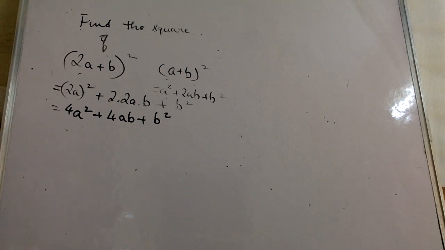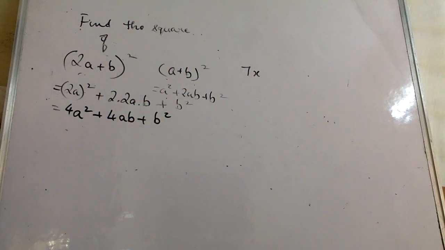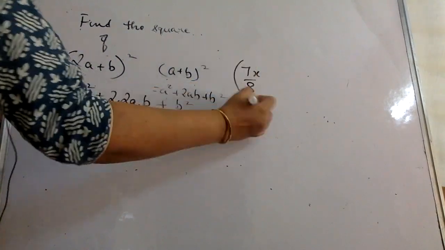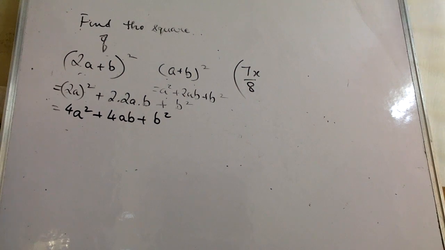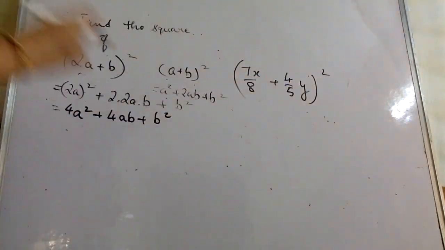Then let's take up another such question, but this time we are going to have fractions. Same question but with fractions: 7x by 8 plus 4 by 5 y. Note the fractions. They also say find the square of this. They can even say evaluate or find the square of.